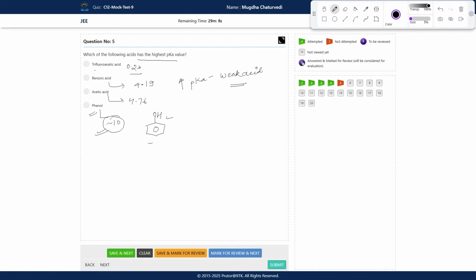Trifluoroacetic acid has the lowest pKa value, meaning it is a very strong acid. Three electronegative fluorine atoms are attached over here, so it is quite acidic. So the correct answer for this question will be phenol, that is the fourth one.